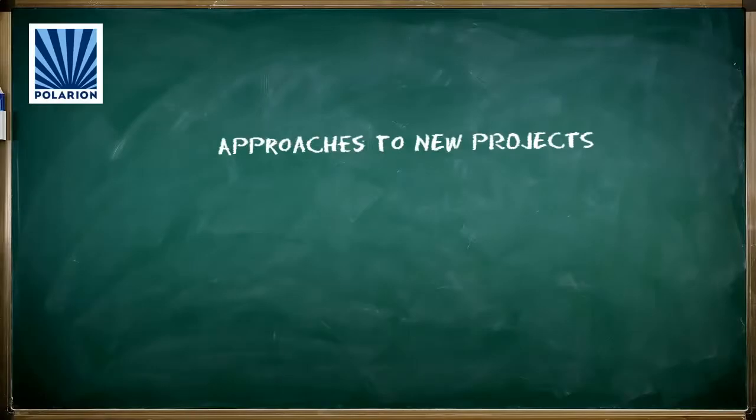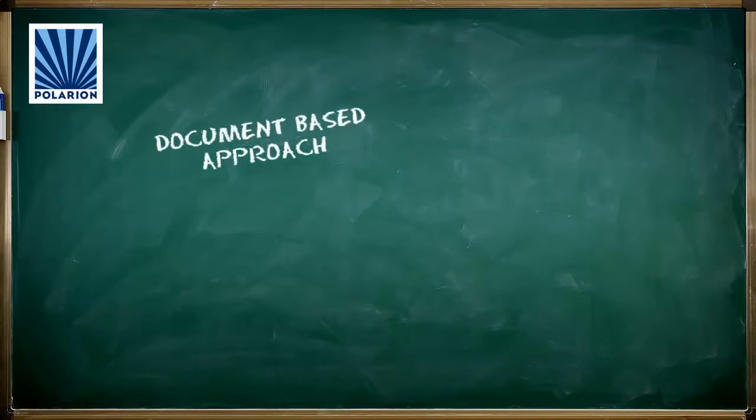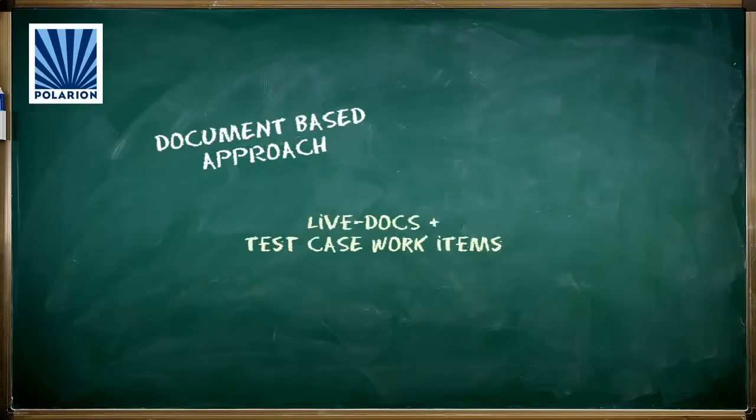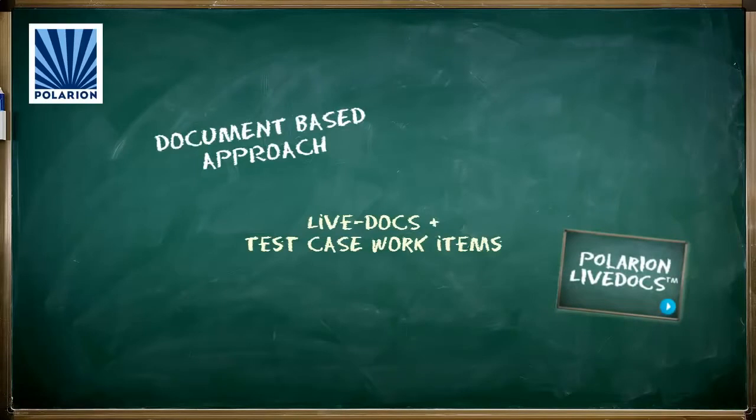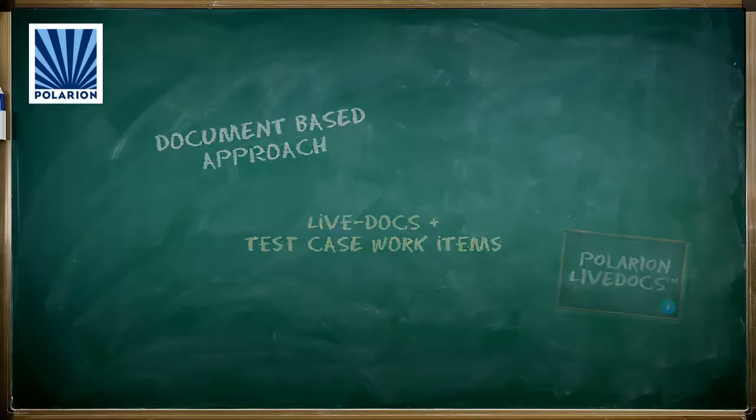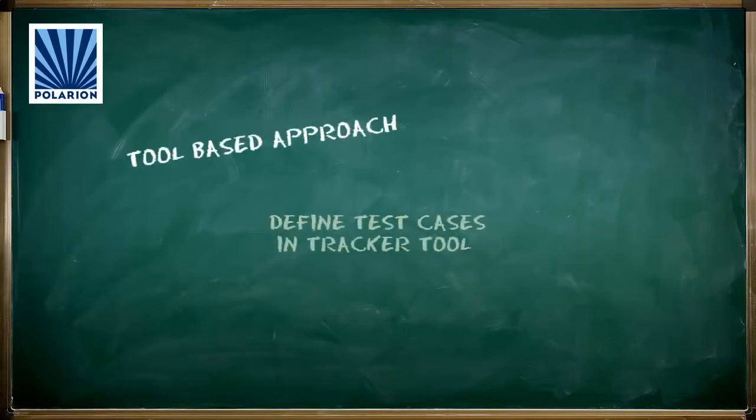If you're starting a new test specification project from scratch, you can use either one or both of two approaches to writing up your test cases. You can take a document-centric approach, creating Polarion LiveDoc documents with test case type work items marked in them. See our video on creating LiveDocs for the how-to. If you prefer a tool-centric approach, you can define test cases directly in the work item tracker.